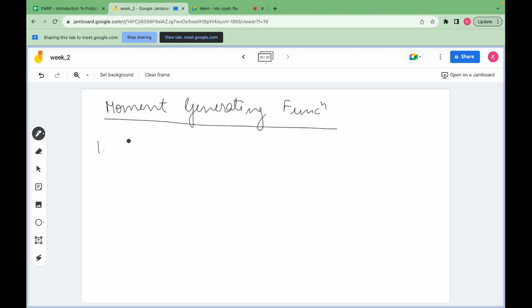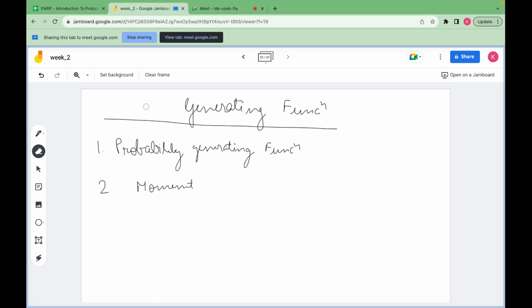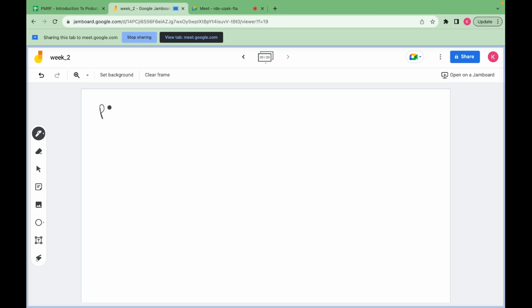So there are three moment generating functions. First is probability generating function. Second is moment generating function. These are generating functions; moment generating function is a type of generating function. And third is characteristic generating function. So first is probability generating function.